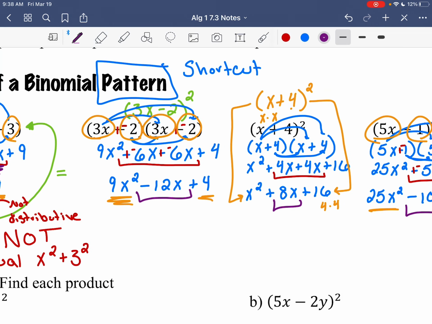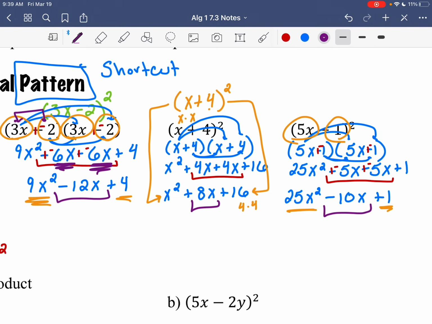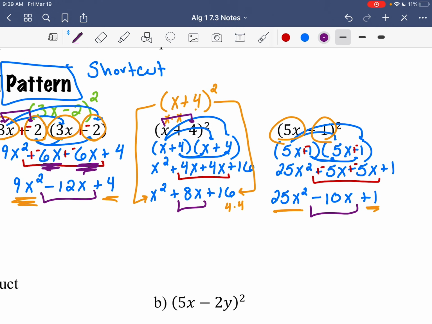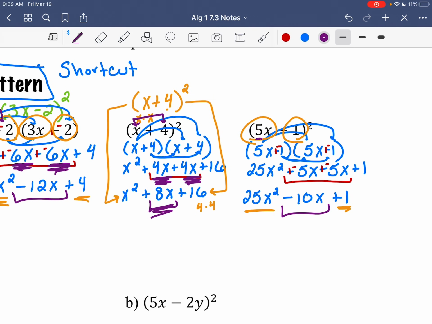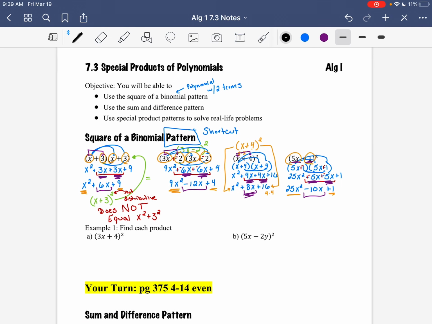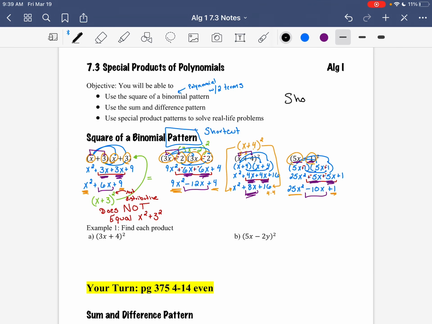Did that work for this next one? I took the 3x times the negative 2, which gave me that negative 6, and I've got 2 of them, which gives me the negative 12. Here, x times the 4, which is 4x. I've got 2 of them, which gives me the 8x. And then here, the 5x times the negative 1 gives me the negative 5, and I have 2 of them. So then we are able to come up with our shortcut. So here's our square of binomial shortcut.